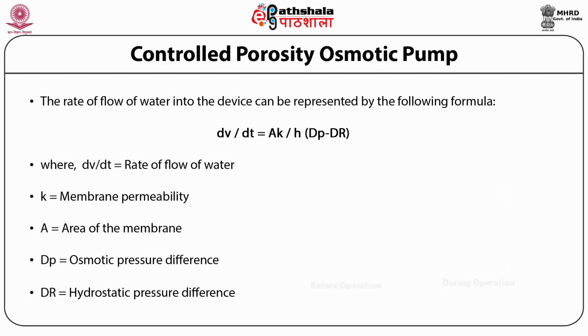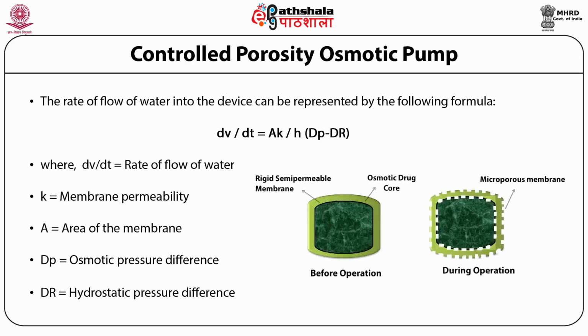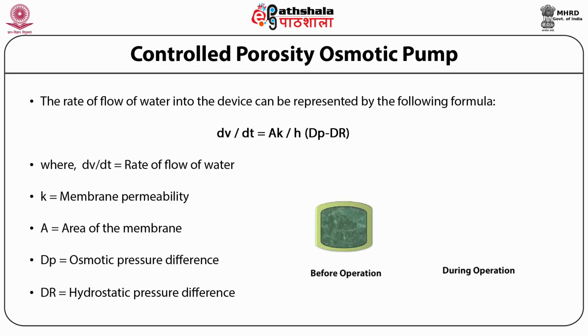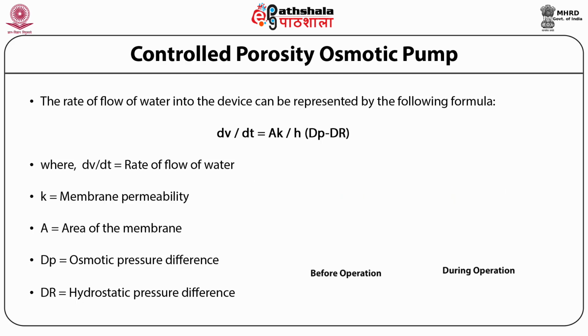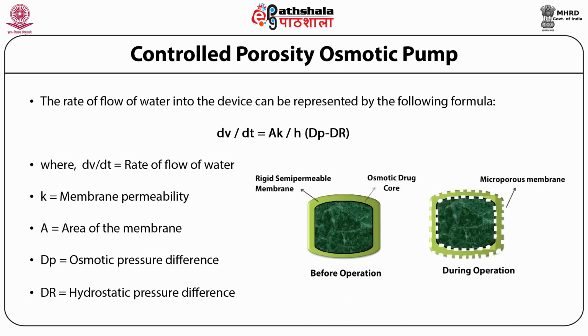Here is the structure diagram showing the formulation before the operation and how it looks during the operation. As you can see, there is the rigid semi-permeable membrane, and the core is the osmotic drug core. The semi-permeable membrane contains material that can be solubilized or dissolved in the presence of biological fluid. So when the biological fluid comes in contact, you can see it creates the pores.